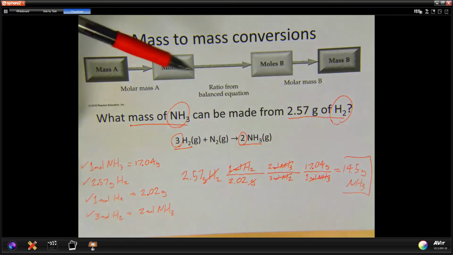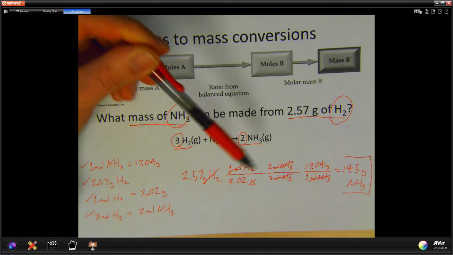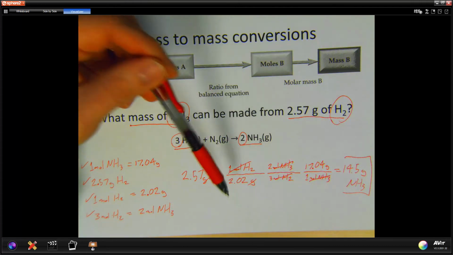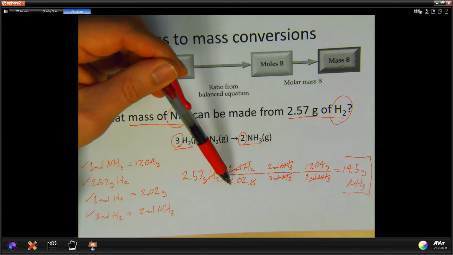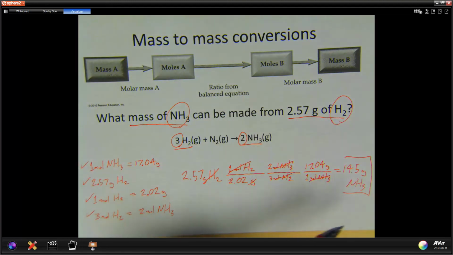and we're showing how that cancels as well. So we multiply across the top, so 2.57 times 2 times 17.04, and then divide across the bottom 2.02, and then divide by 3. If you do that, you should get 14.5 grams of NH3. So that is the answer key for this example problem. And that essentially concludes this section.